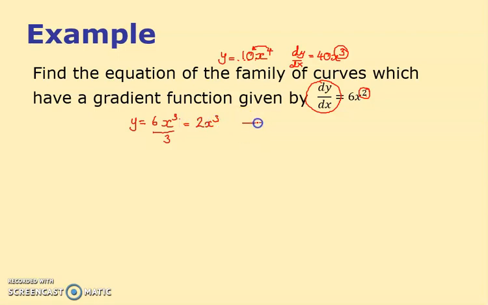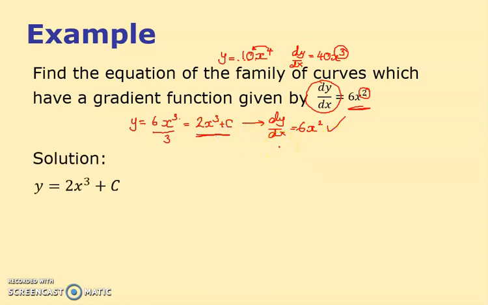Now I can always check this. If I were to differentiate 2x cubed, I'd get 3 lots of 2 is 6, and I'd lose a power. Yeah, it's given me what I wanted. Interestingly, it's not quite right. What I should be writing is 2x cubed plus a c, some unknown number which I don't know. What have I written as my answer? y equals 2x cubed plus c.